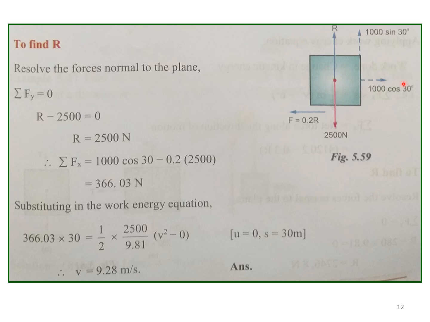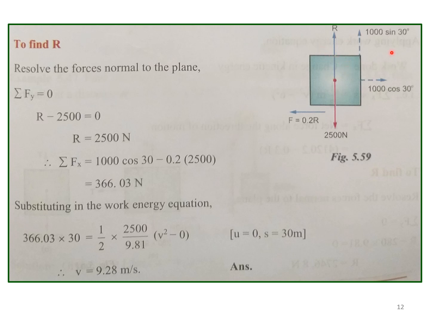Let us consider the free body diagram of this block. You have the self weight of 2500 Newton. You have the frictional force, that is 0.2 R, which is acting in this direction. Then you have 1000 cos 30, then a vertical component 1000 sin 30. And since the block is resting on a horizontal plane, you have the normal reaction. So the normal reaction is shown here.